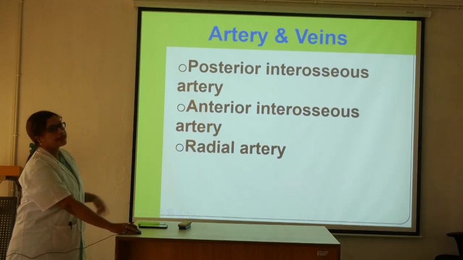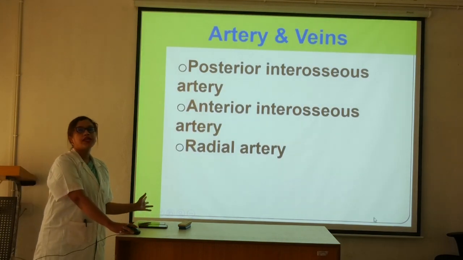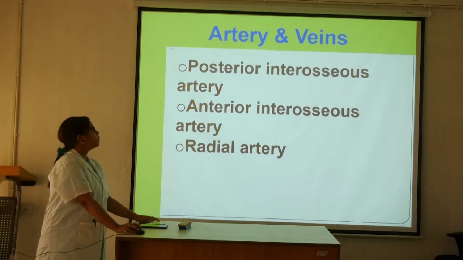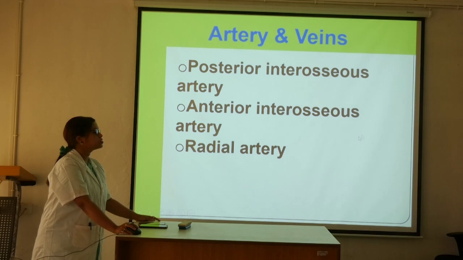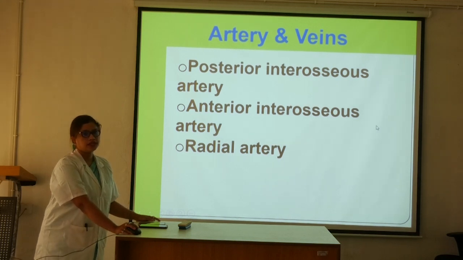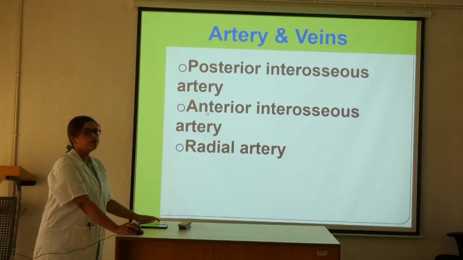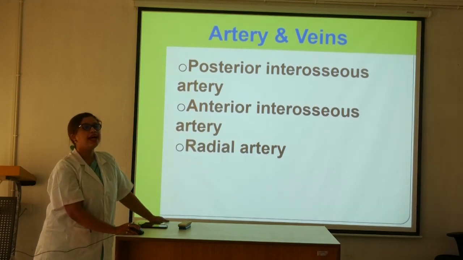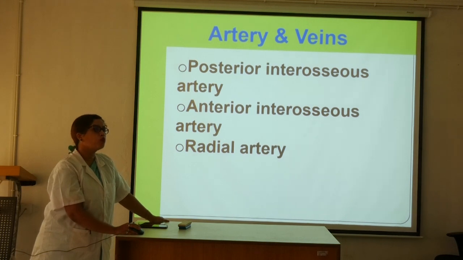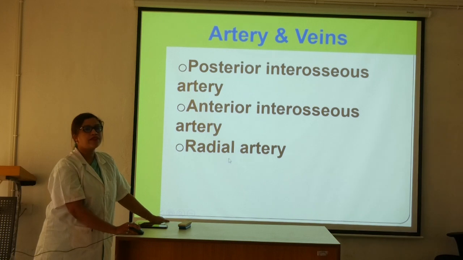So see, what are the arteries and veins? Just write it out. How many arteries and veins are there? Number one is the posterior interosseous artery, anterior interosseous artery, and median artery. So these two arteries are branches of the ulnar artery. Okay, anterior and posterior interosseous arteries both are branches of the ulnar artery. And other than that, the radial artery, very easy to remember.